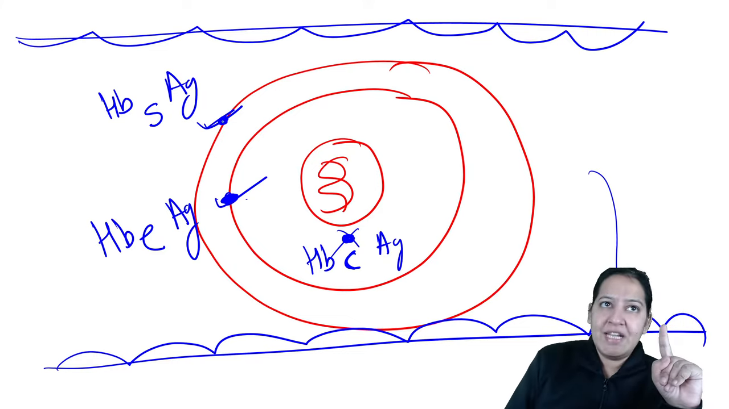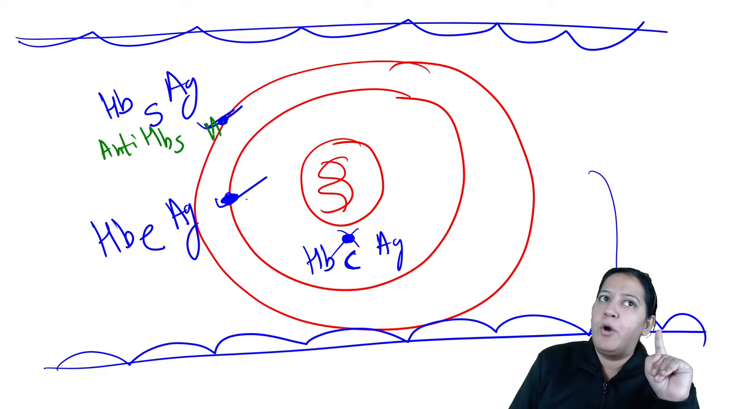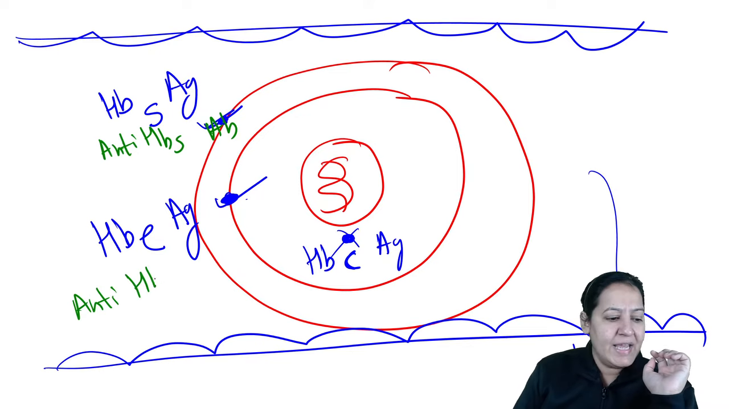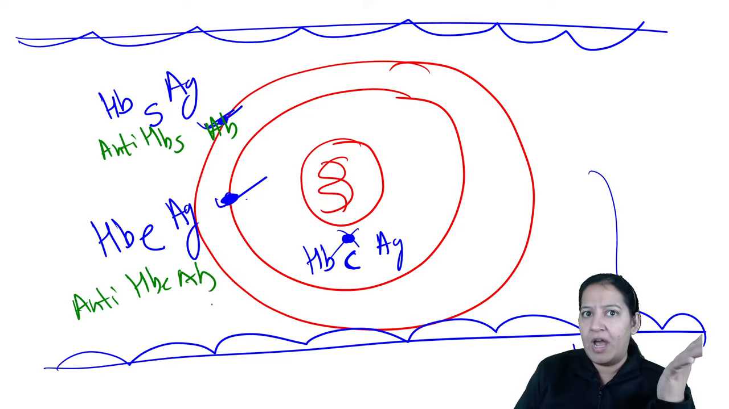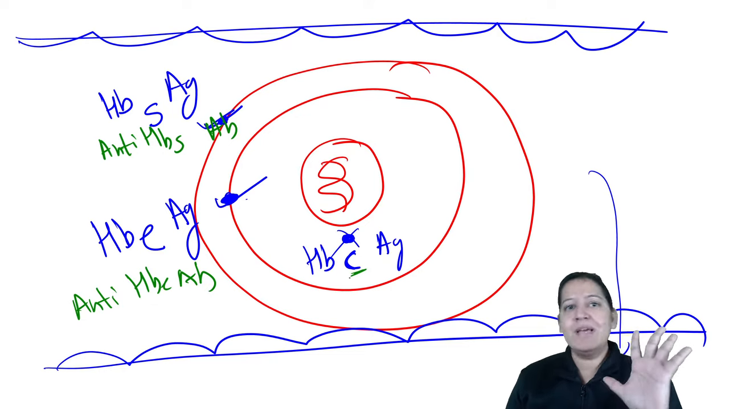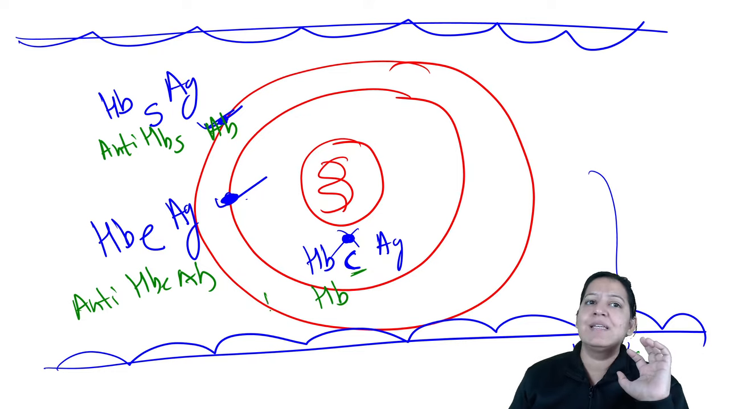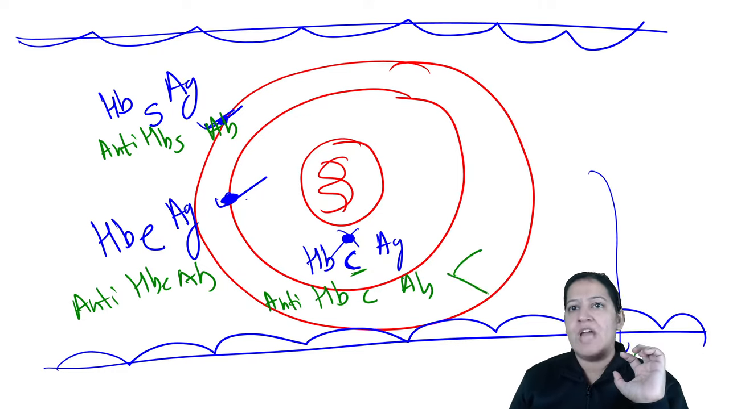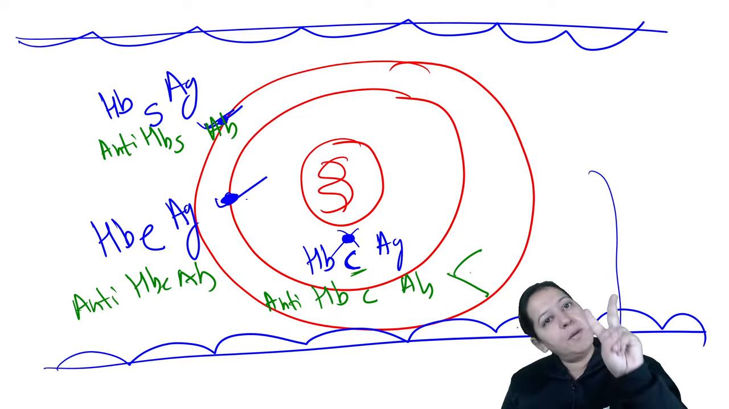Now the body will form antibodies against all of them, one by one. The antibody against S is known as anti-HBs. That is one pair. The antibody against E is known as anti-HBe, that is another pair. And an antibody will also be formed against C, although the antigen is not coming into the blood. The antibody against this is known as anti-hepatitis C antibody. It is of two types, since the antigen does not appear in the blood, the antibody is of two types.